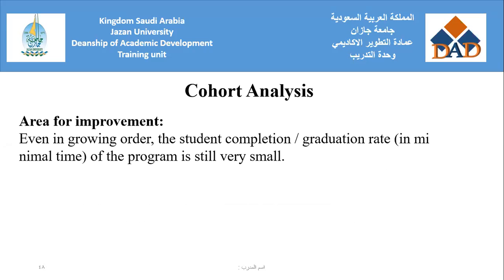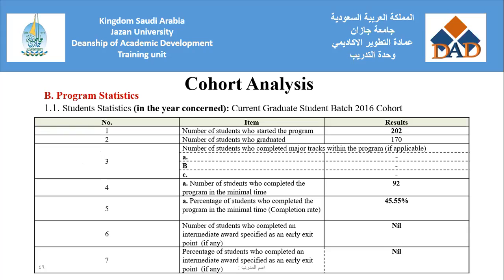This is the conclusion, an area for improvement. Even though the graduation rate is increasing, the program graduation rate is still small. We have to increase it more. So the main goal of our presentation is to complete the quality files: the annual program report, self-study report, and key performance indicators. This is one of the tables where we can fill out the cohort analysis information in the annual program report. This is item number B in the annual program report.